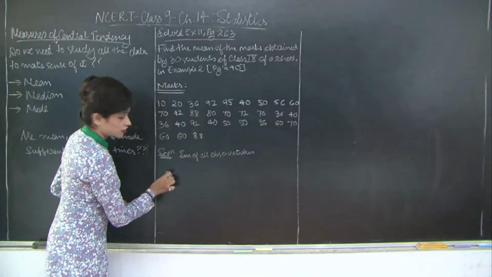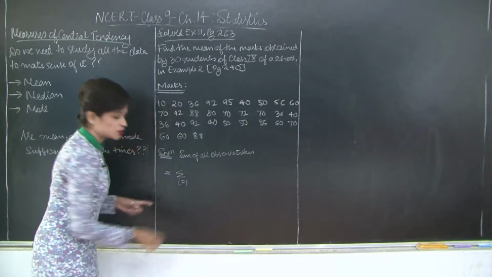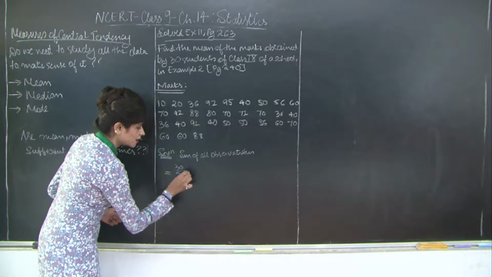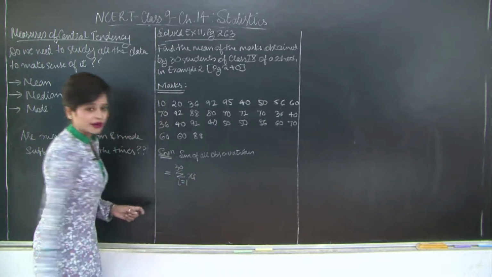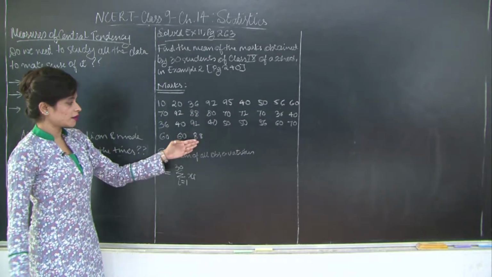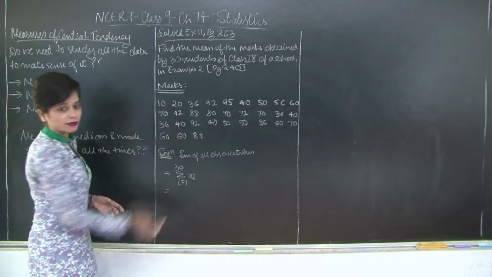We learnt the term sigma i equal to 1 up to n. n here is 30. So up to 30 xi, where x1 is 10, x2 is 20, x3 is 36 and so on up till x30 is 88. So this is going to be what? It's going to be the sum of all these values.